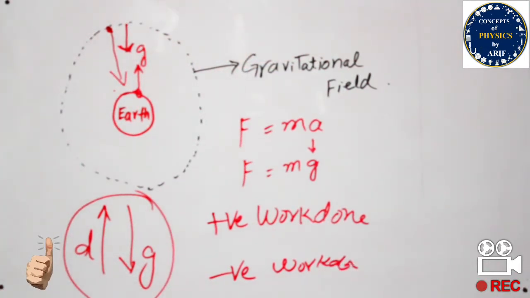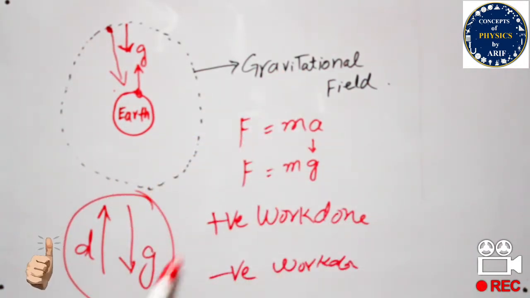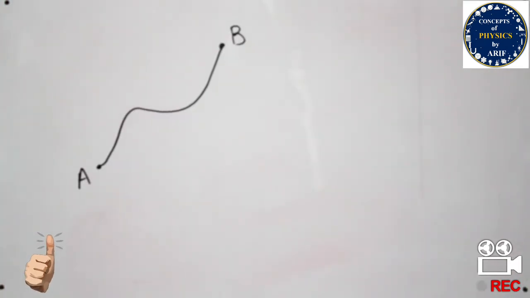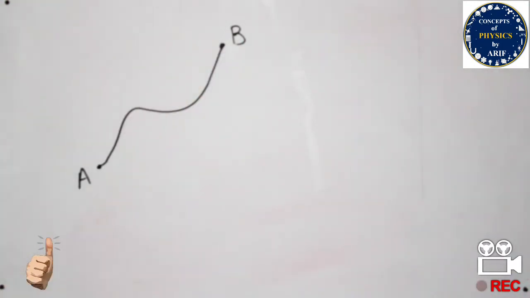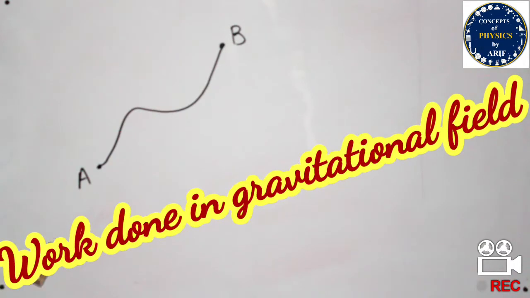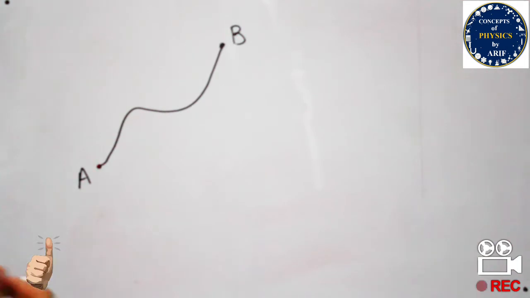Up to this point, we have discussed the gravitational field, positive work done by a gravitational field, and negative work done by a gravitational field. Now let us consider a path from A to B. You can say that this is a random path. We are asked to calculate the work done in the gravitational field. So first of all, we need to see how many paths there can be in order to calculate the work done.